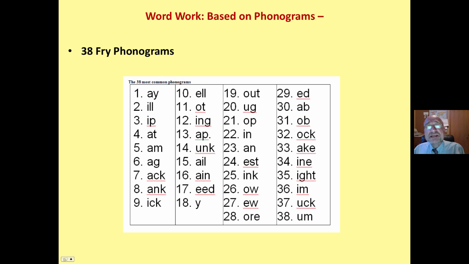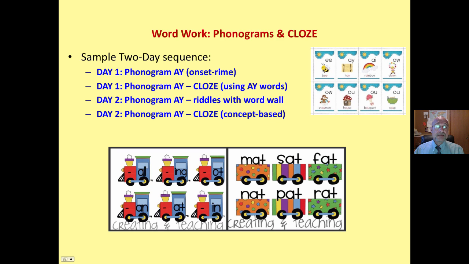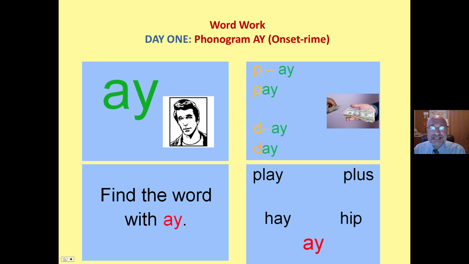Word work is based on phonograms or word families. These are the Fry 38 most common phonograms in order of most common to least, so we work our way through them. A sample 2-day sequence, onset rhyme, cloze, riddles, and concept cloze would look like this. This is onset rhyme. The A, Y is ay. Good. D plus A, Y is day. We go through all the AY words in that.